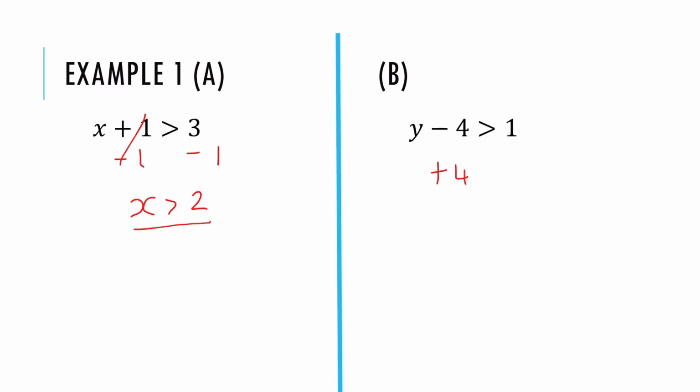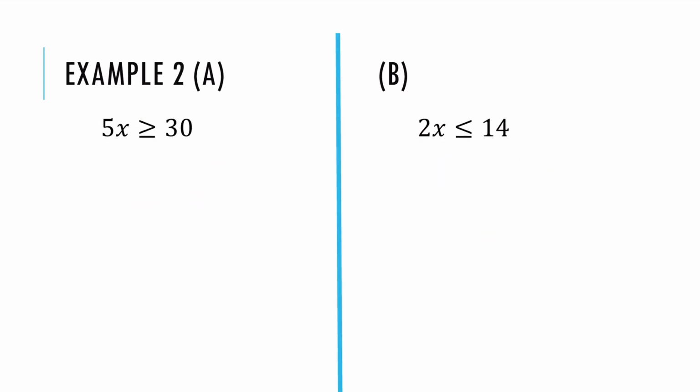We can add 4 to either side in this one, and y is greater than 5. So here 5 is multiplying the x, so in order to undo that we would divide each side by 5, meaning that x is greater than or equal to 6. And here we need to divide each side by 2, meaning that x is less than or equal to 7.